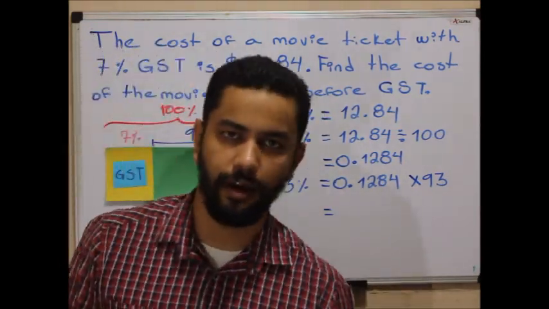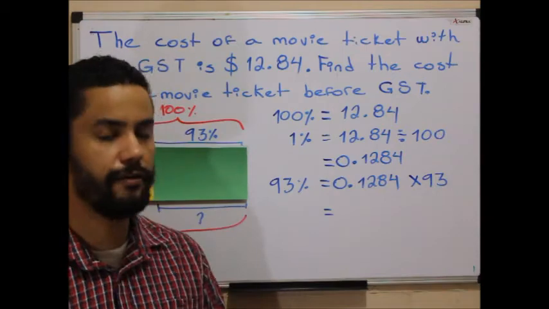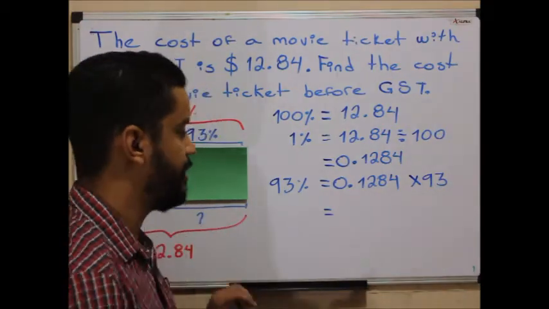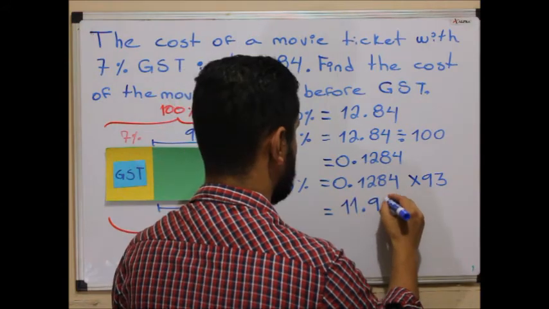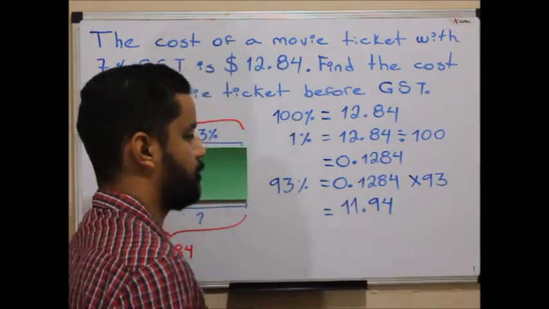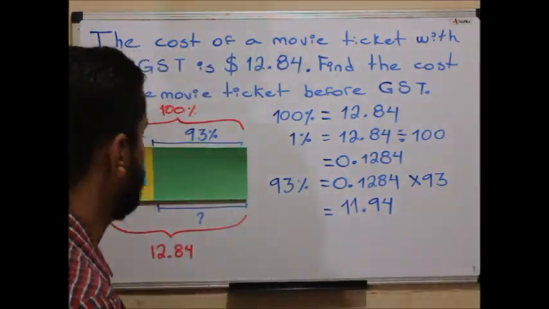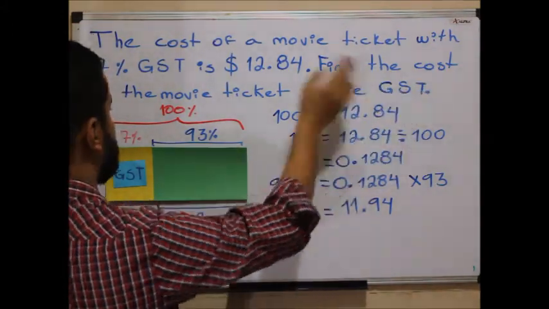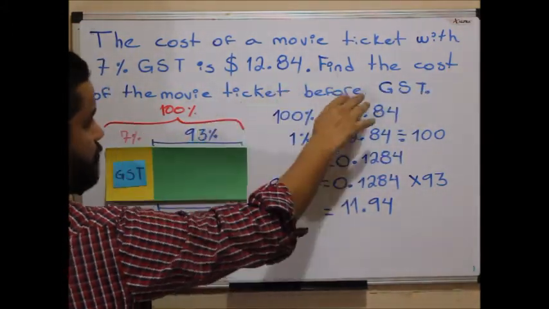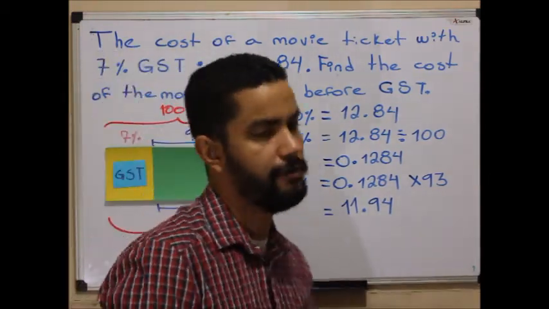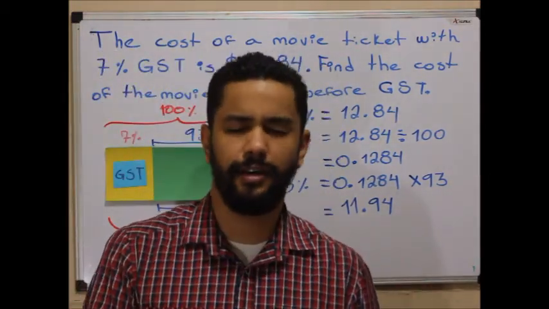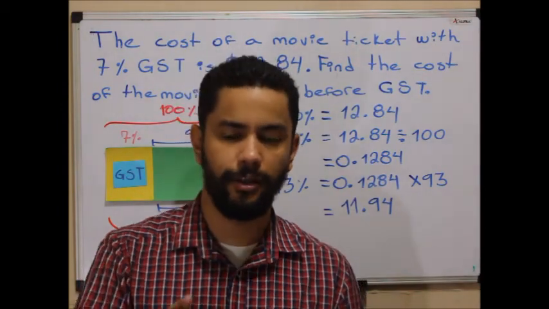Okay, so in your calculator, solve that operation. The amount will be 11.94. So the cost of the movie ticket before the GST was 11.94. We can say that it will also be 12, rounding that value.